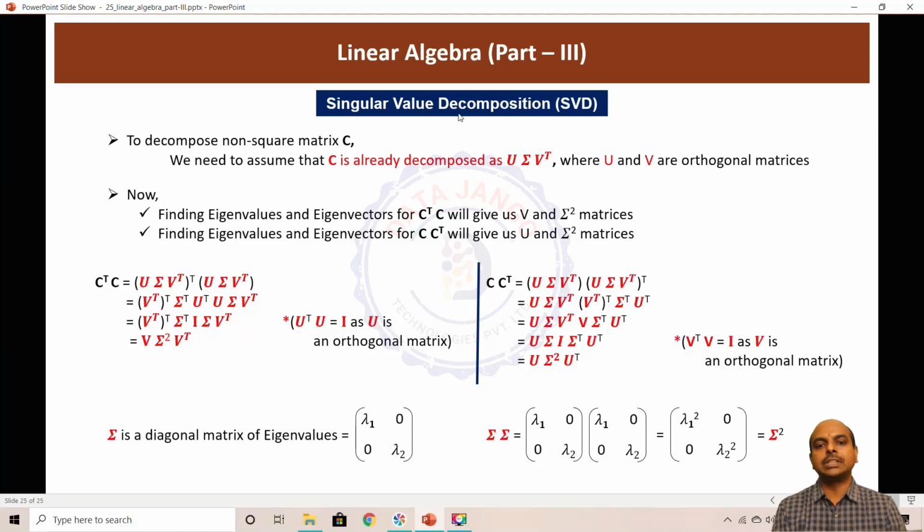So to find the singular value decomposition matrices of a matrix C, first you need to calculate C transpose C and then do eigenvalue decomposition. You get V. You need to calculate C C transpose and do eigenvalue decomposition. You get U. That's it. Sigma square you already got. You apply square root, you get sigma.